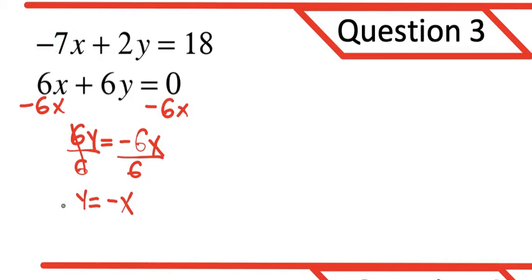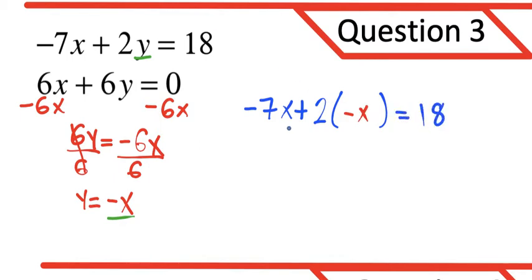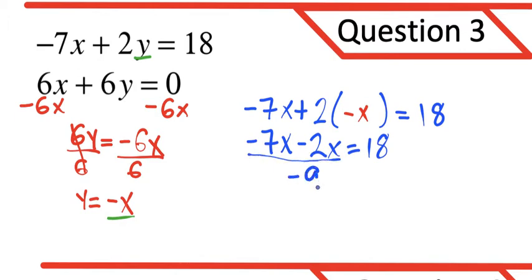Now for the equation on top, since we have a y equals, we're going to substitute y with whatever y equals. So starting off with the equation on top, we're going to have -7x plus 2 times y, which is going to be -x, is going to equal 18. We'll have -7x, 2 times -x is -2x, and this is going to equal 18. We combine like terms, -7 minus 2 is -9x, and that's going to equal 18.